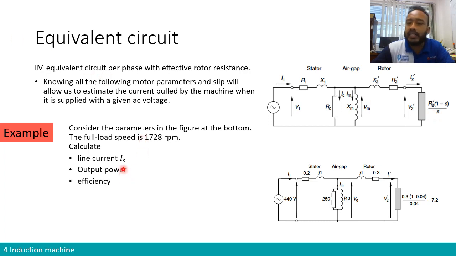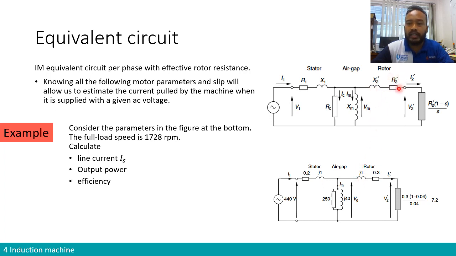So what are the analyses that we can do? In order to see what kind of analysis that we can do, let's try an example. So we are considering now that this equivalent circuit has certain parametric values like this. So for example, R1 equals 0.2, X1 is j1, X prime 2 is j1 as well.